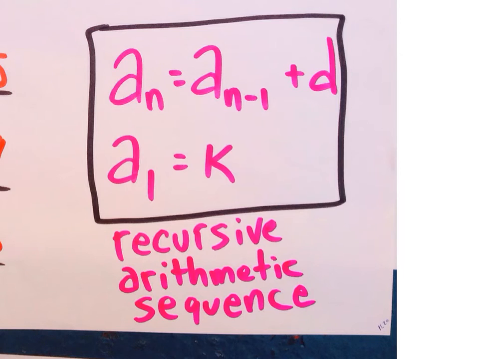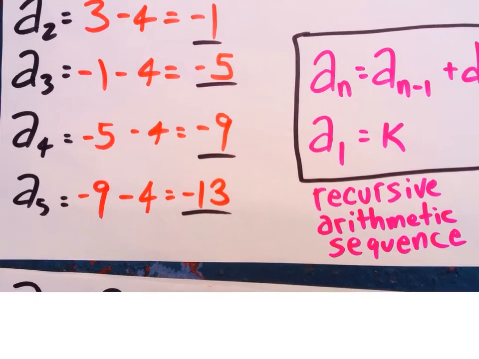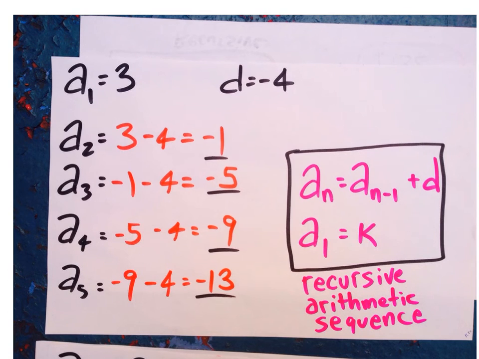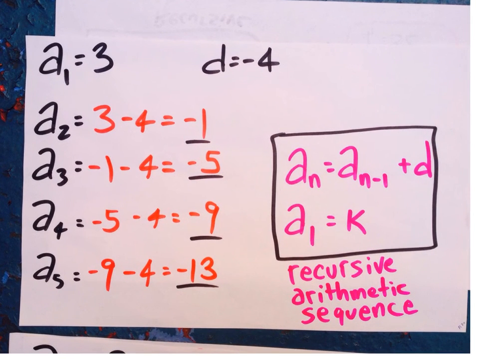For a little bit of review, here we have the equation for the recursive arithmetic sequence, which we know is a sub n equals a sub n minus 1 plus the difference, and a sub 1, of course, equals k. So what does that look like in practice? Well, let's say the first term is positive 3. So that's going to be this right here, a sub 1 equals, instead of k, 3. And here we've got the difference, which is negative 4.